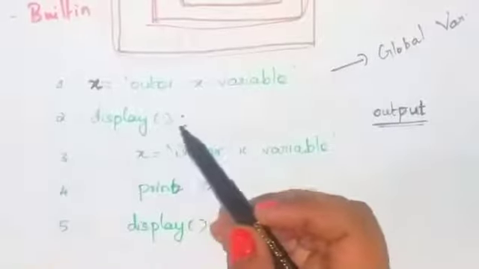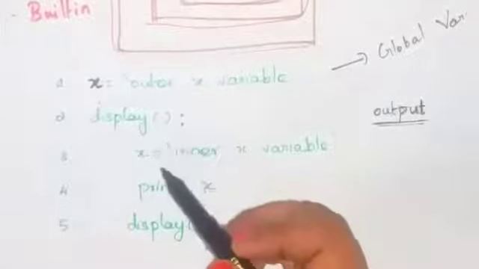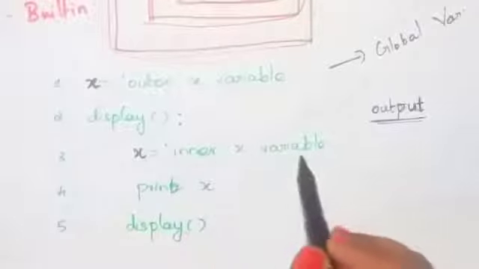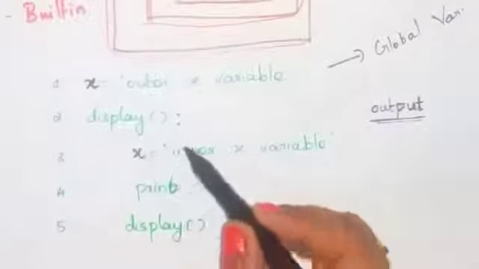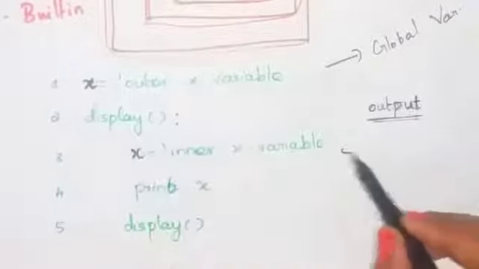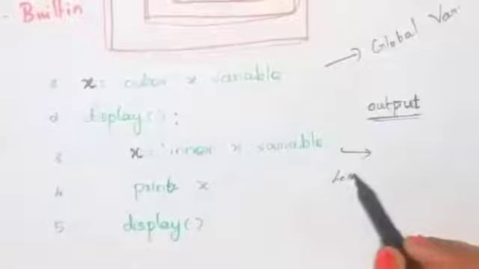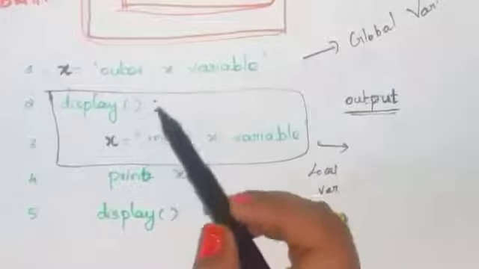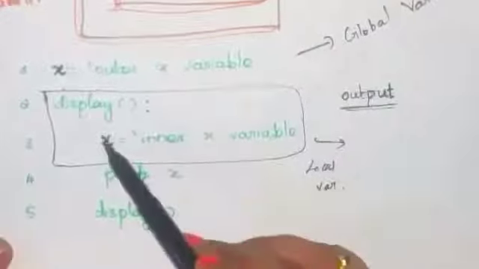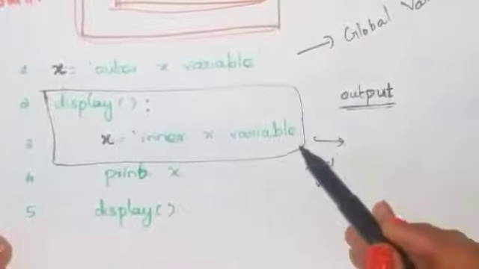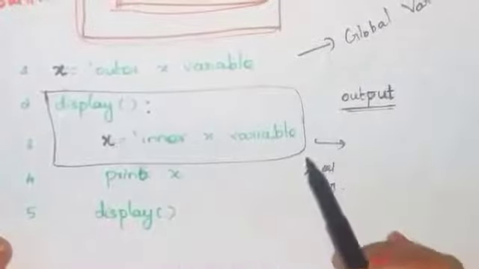And one function is created, display. Within that function, another variable is defined: x is equal to inner x variable. This variable is defined inside the function, so it is called a local variable. What do you mean by local variable? The local variable is defined within the function. Here display is the function name. We have declared this x variable within this function, so this x is called a local variable.